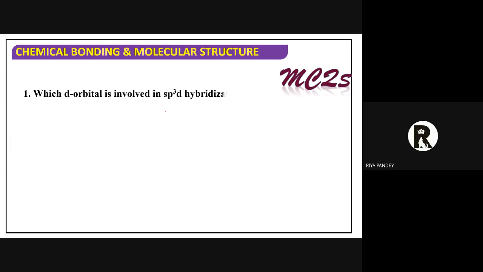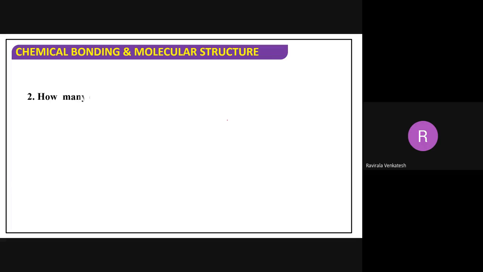Which d orbital is involved in sp3d? Which orbital have I taken? In sp3d, I have taken one d orbital. Which d orbital have I taken? dz square I have taken. dz square only, because dz square can form axial bonds. dz square looks like this, no? You have seen it in atomic structure.